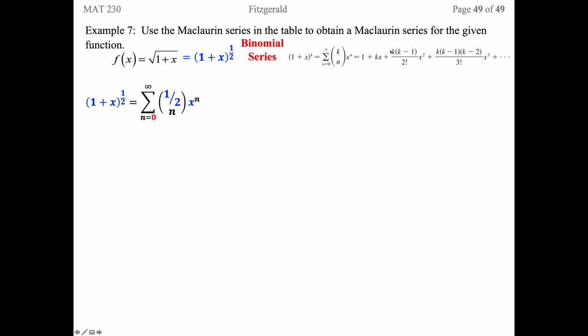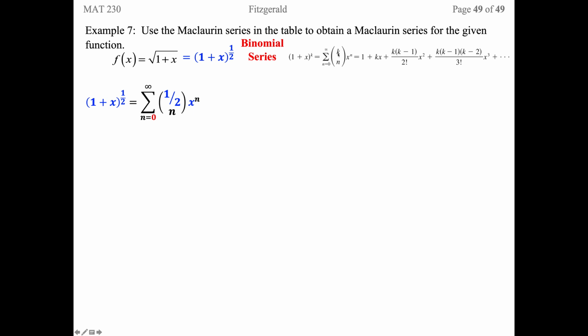Example 7. Let's use the Maclaurin series in the table to obtain a Maclaurin series for the given function. We have f of x equals the square root of 1 plus x. So let's change this to 1 plus x raised to the 1/2 power, and looking through our table, that's our binomial series, 1 plus x raised to some k power. In this case, k is going to be 1/2. So we'll put 1/2 every place where we see a k.